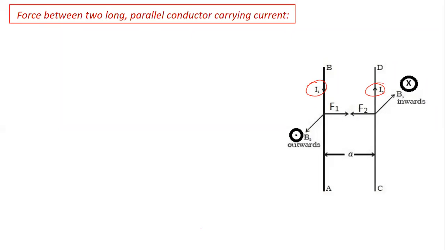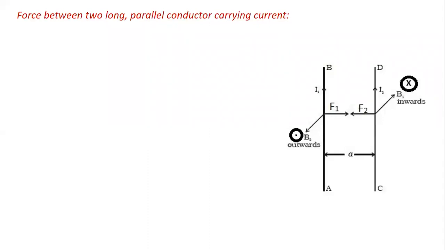So here we have to use the previous article. If there is a straight conductor, near that straight conductor at distance A, the magnetic induction is mu 0 I divided by 2 pi A. So this is the magnetic induction near a straight long current carrying conductor. This formula we have to use in this article.